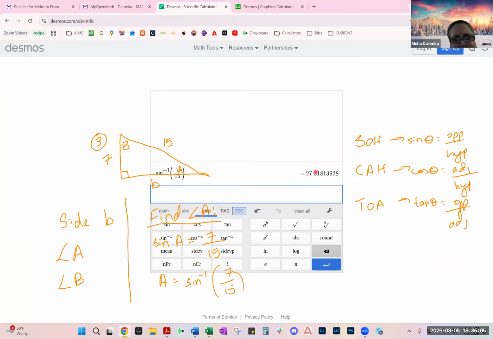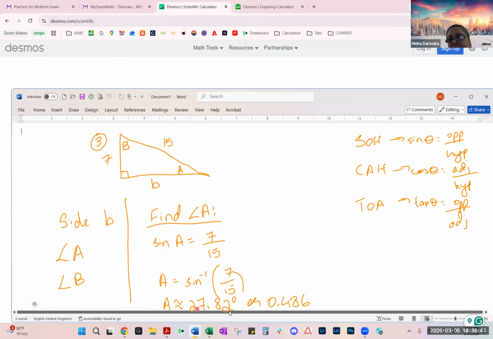Angle A is coming out to be approximately 27.82 degrees. If you wanted radians, all you have to do is change the mode on your calculator. If they ask for a radian answer, it's not difficult to come up with that: 0.86 in radians. All you really need is that first angle to be known.